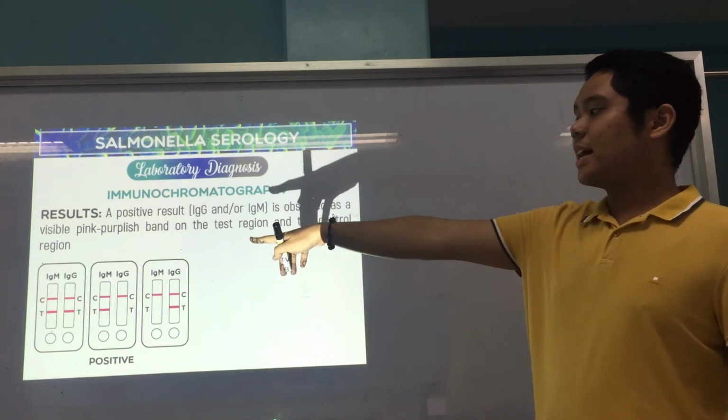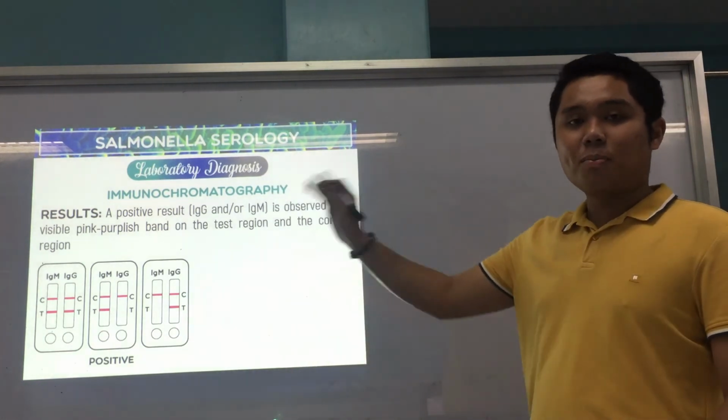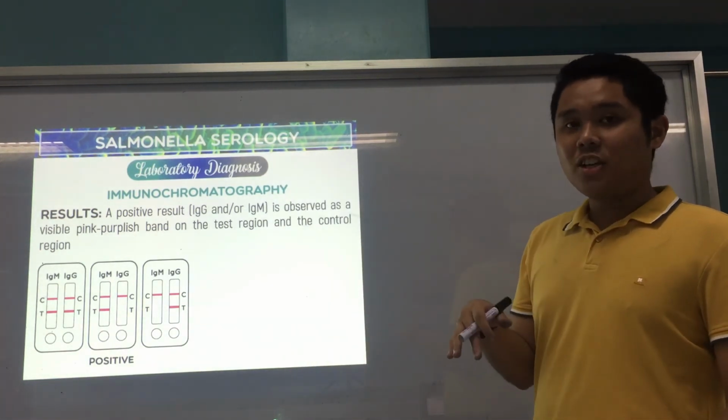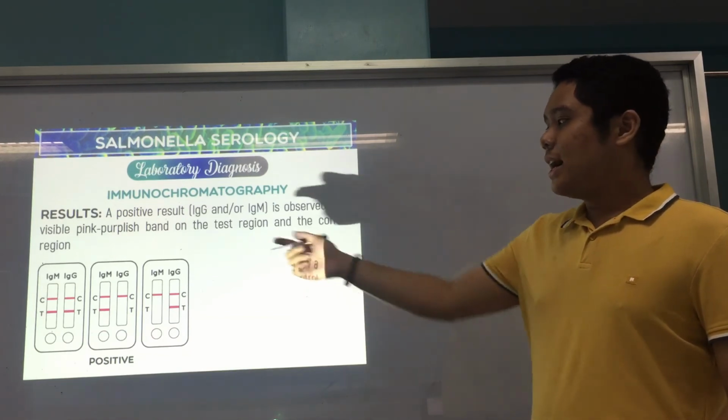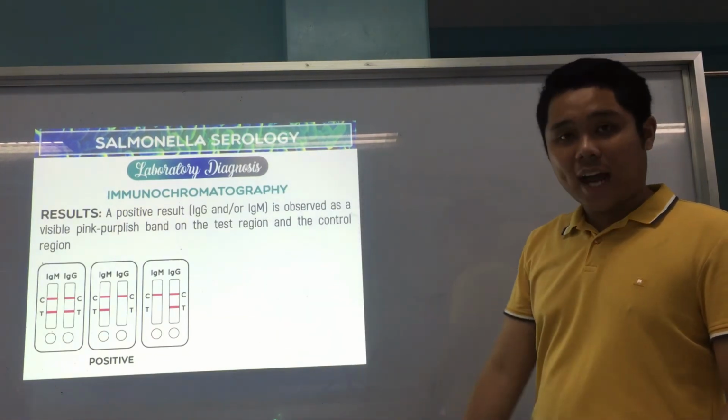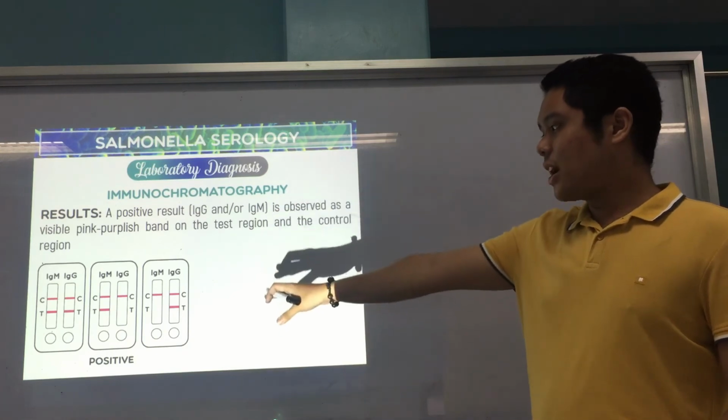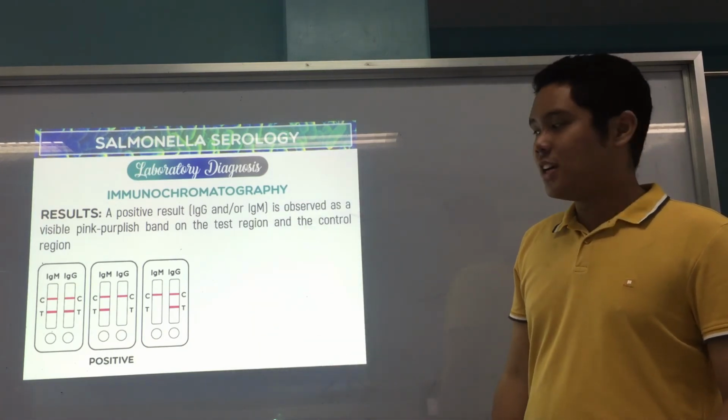For the positive result in the second one, IgM and IgG, you are positive for both IgM and IgG, so it could be an acute infection. Here, you are positive only for IgM, so that is an acute infection. Here you are positive only for IgG, so that's a past infection.